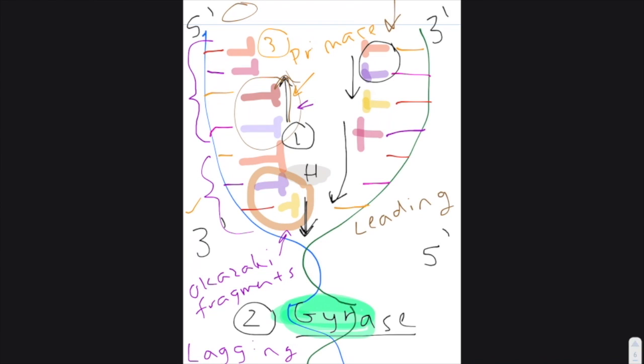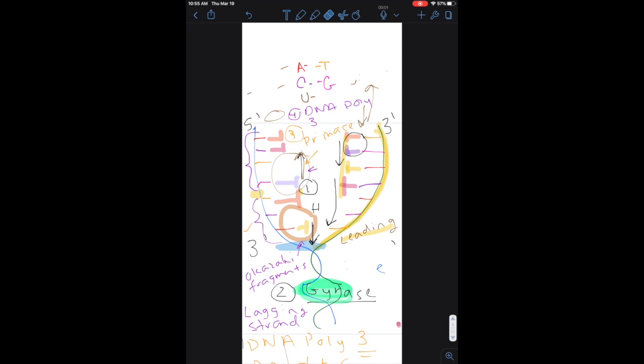It's lagging because it's moving in the opposite direction that helicase is unzipping the DNA in. The daughter strand is building in the opposite direction, which, because DNA polymerase 3 can only build in the 5' to 3' direction, this problem is solved by the creation of these Okazaki fragments, and the fact that primase will tell DNA polymerase where to start and give it a starting point to create these fragments.